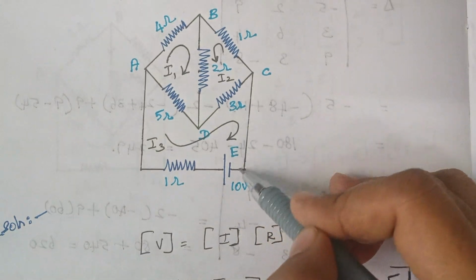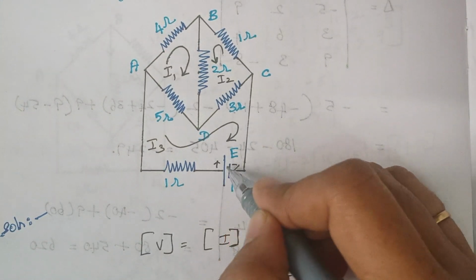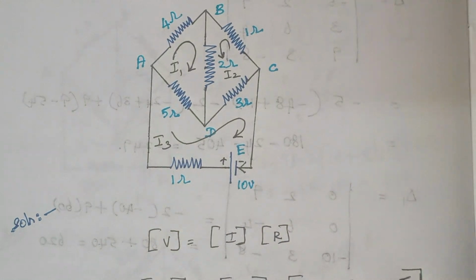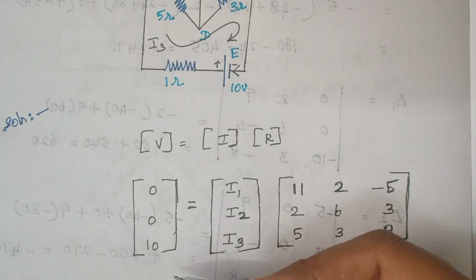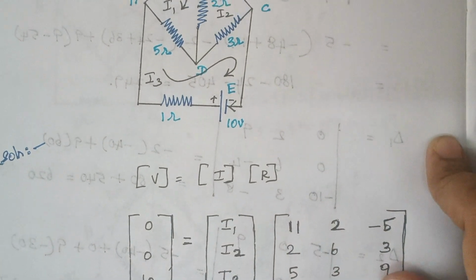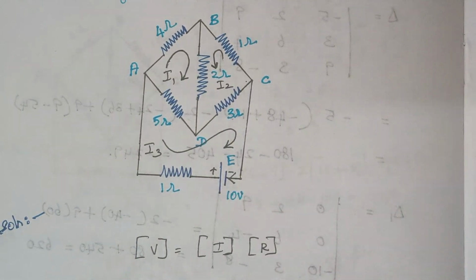assumed current direction is like this. That is, current flows in this way from minus to plus. Therefore, the supply voltage is plus 10 volt. So, this is what is mentioned here. The next thing is, write the current flowing through each loop. They are I1, I2 and I3.